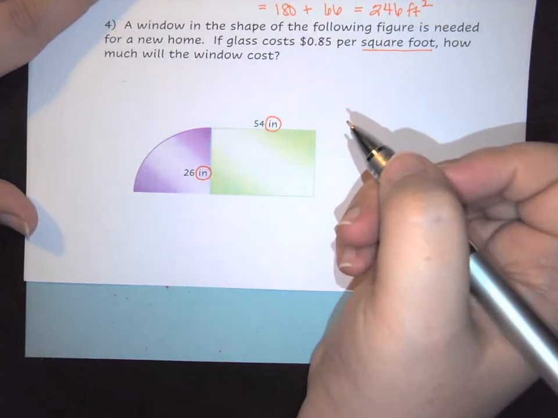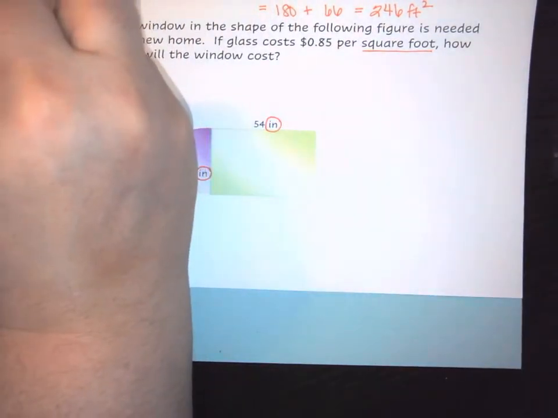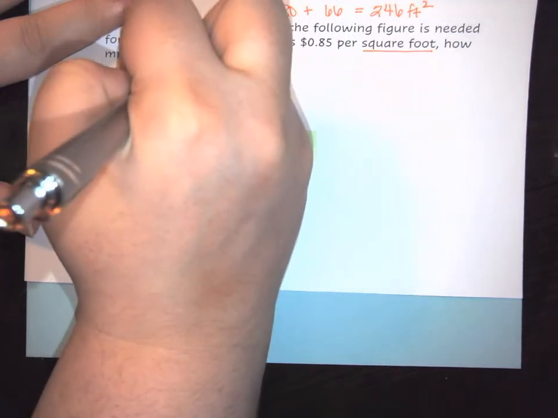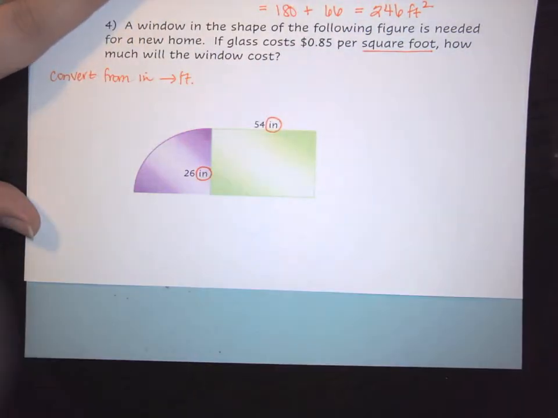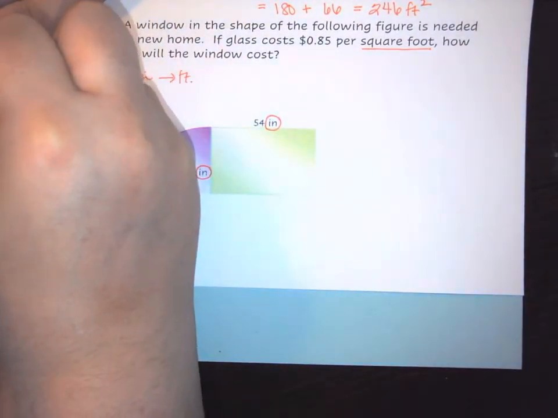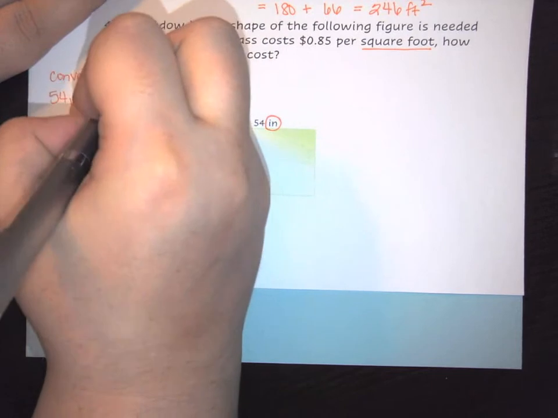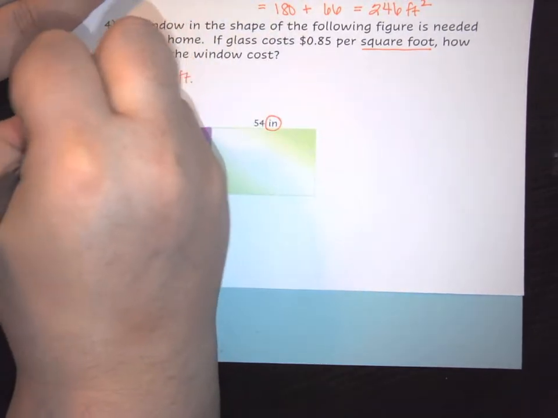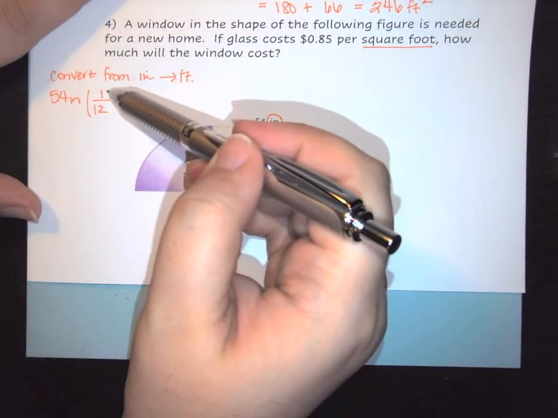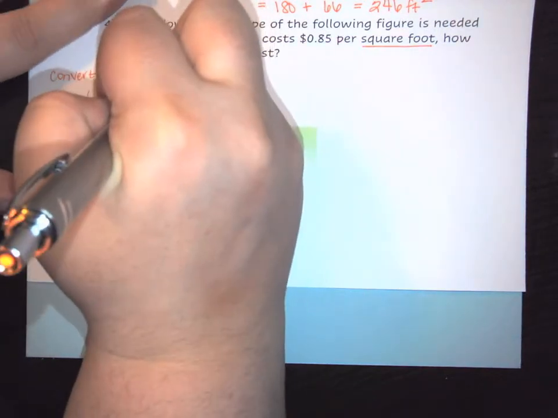So the very first thing that I have to do is convert from inches into feet. So in order to do that, we have 54 inches, and we are going to multiply this by 1/12 feet. And the reason for that is because this would be 1 foot to 12 inches. And so in this case, we're going to end up getting 4.5 feet.